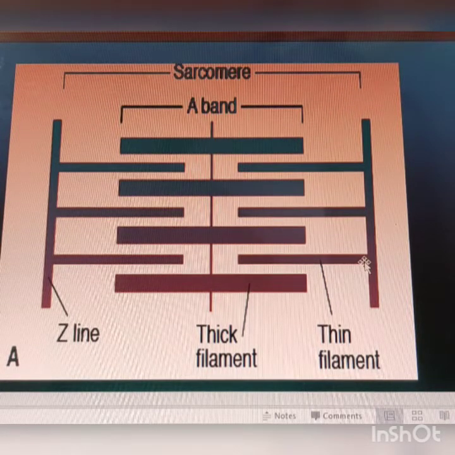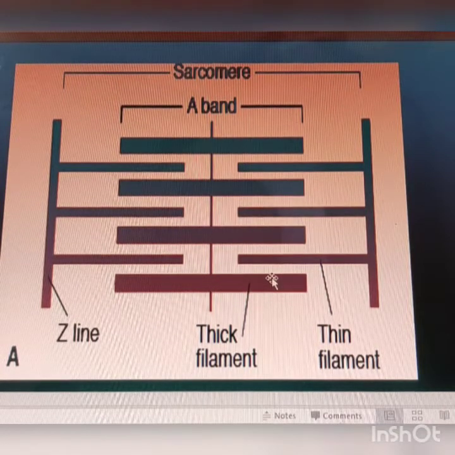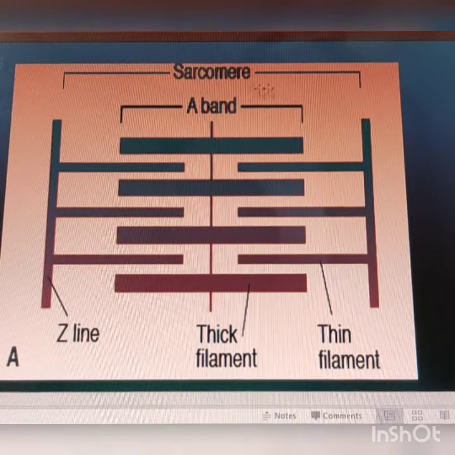The A band contains the entire length of a single thick filament. It contains both the thick filament and thin filament. This is the A band.